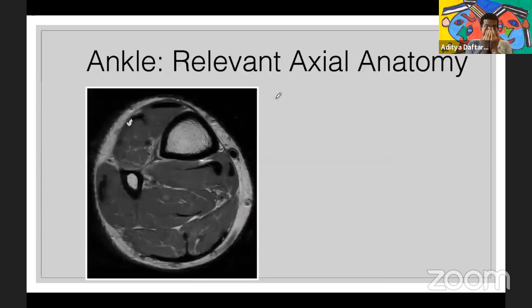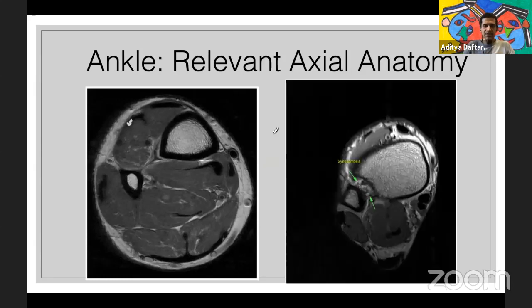Once we go through this basic anatomy, let's see what this stuff looks like on an MRI. The first thing we'll start with is high up in the ankle.